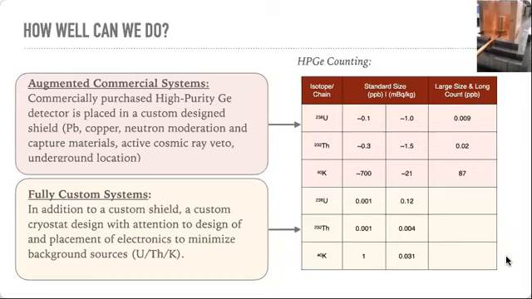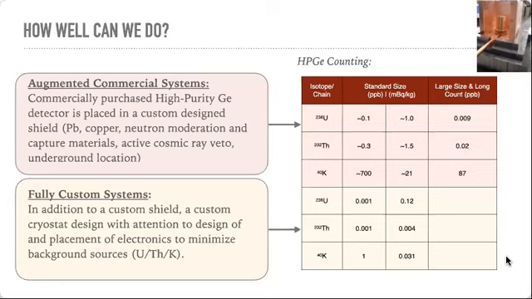And there's essentially two types of systems that you can have. You commercially purchase a high purity germanium detector, but that's usually not good enough for your needs. And so you augment it by adding shielding around the detector itself. And then there's a fully custom system that you can buy that's really expensive, where the cryostat and everything is designed paying strict attention to radio purity of the detector and of the system itself, so it can go even lower.